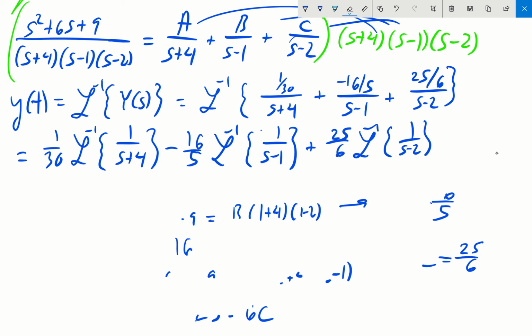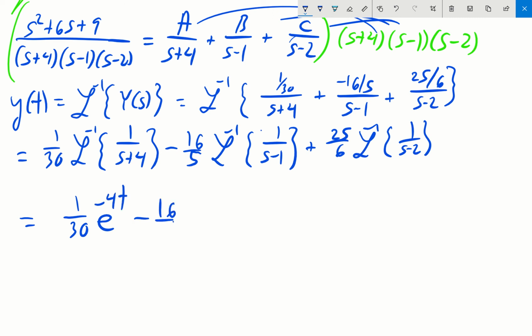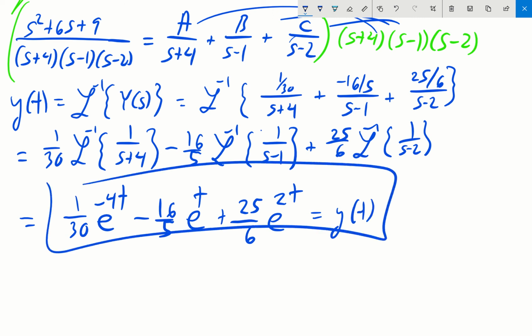We can now go ahead and compute each one of those. They are all going to turn into exponential terms, and what we get is 1/30 e to the negative 4t, plus negative 16/5 e to the positive t, and then plus 25/6 e to the positive 2t. And so that is our solution, y of t, by using inverse Laplace transform.